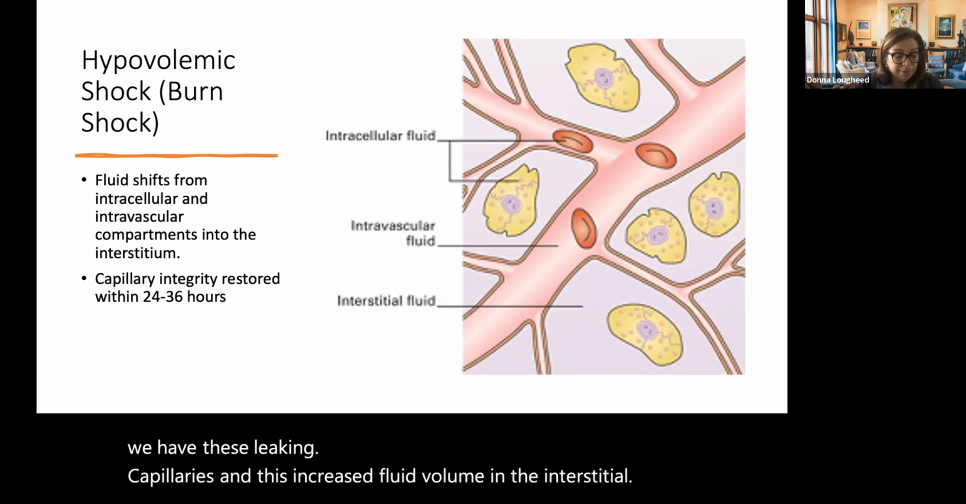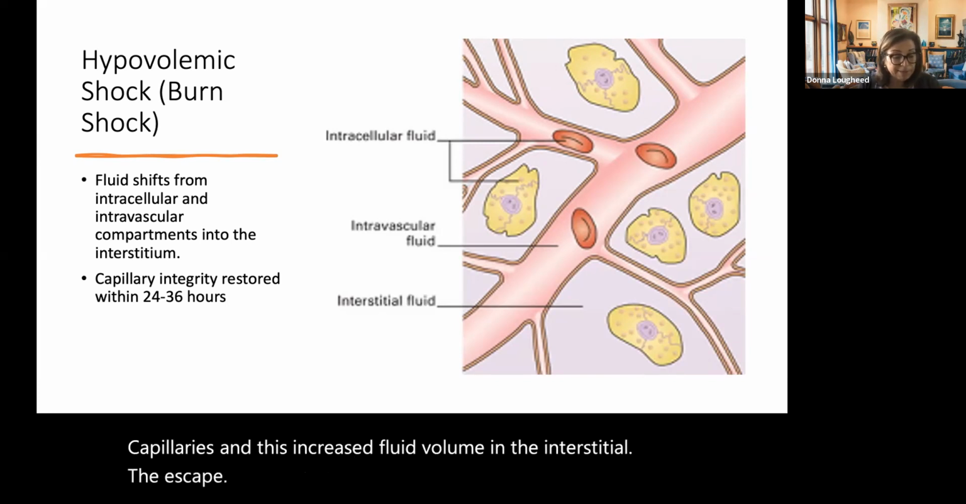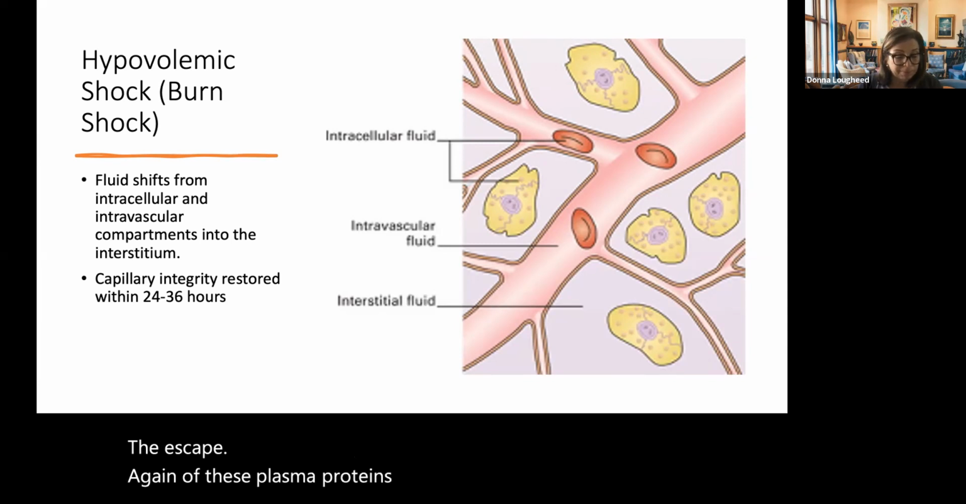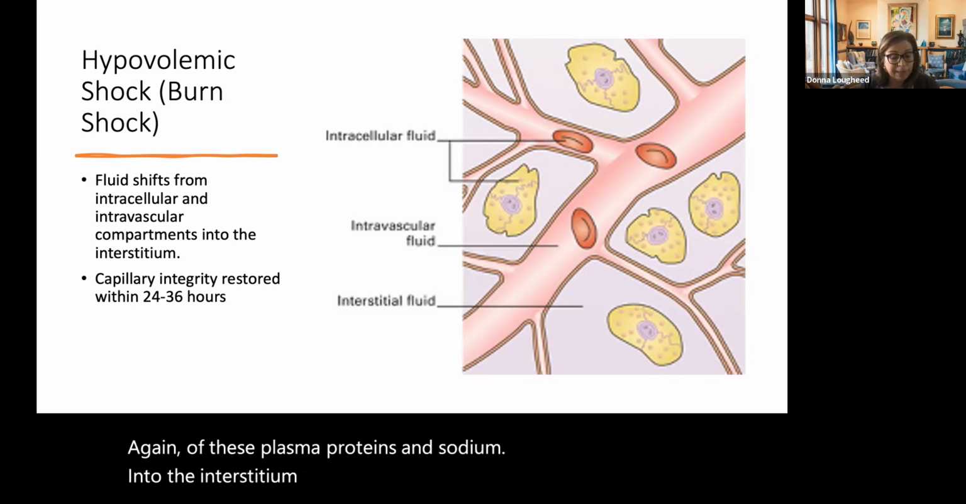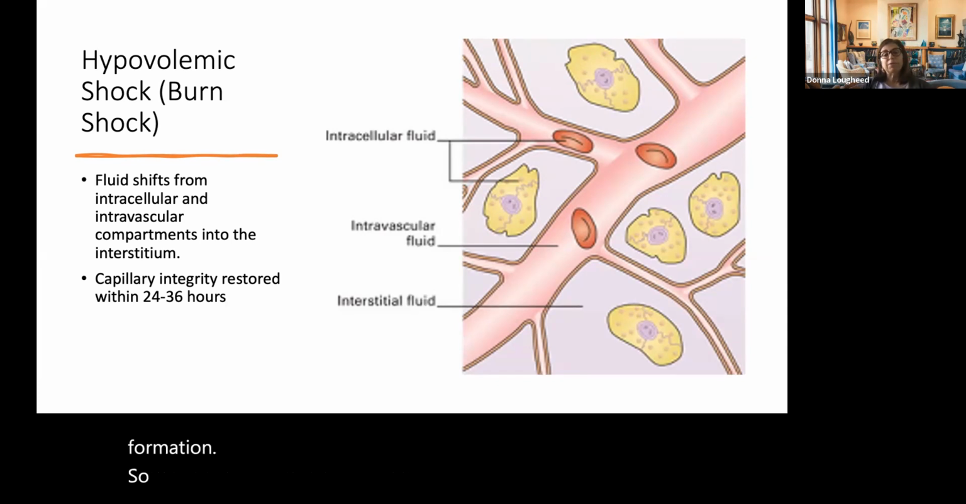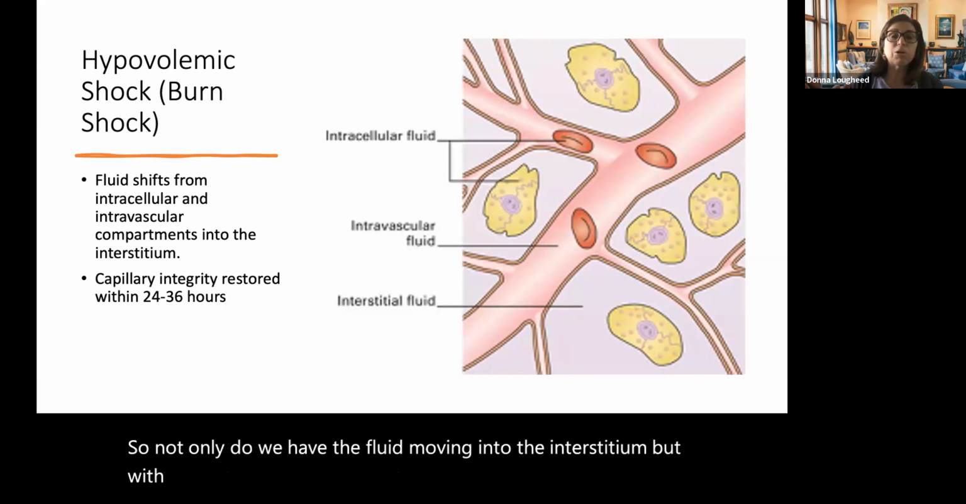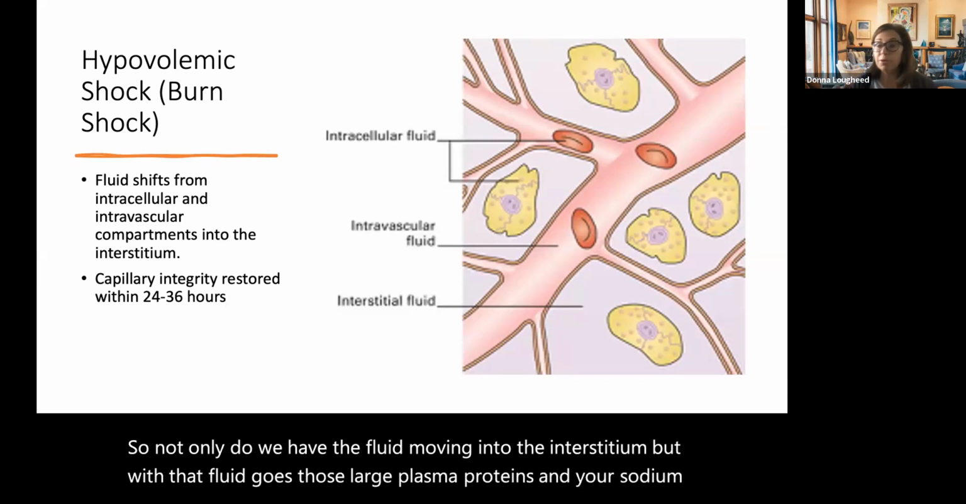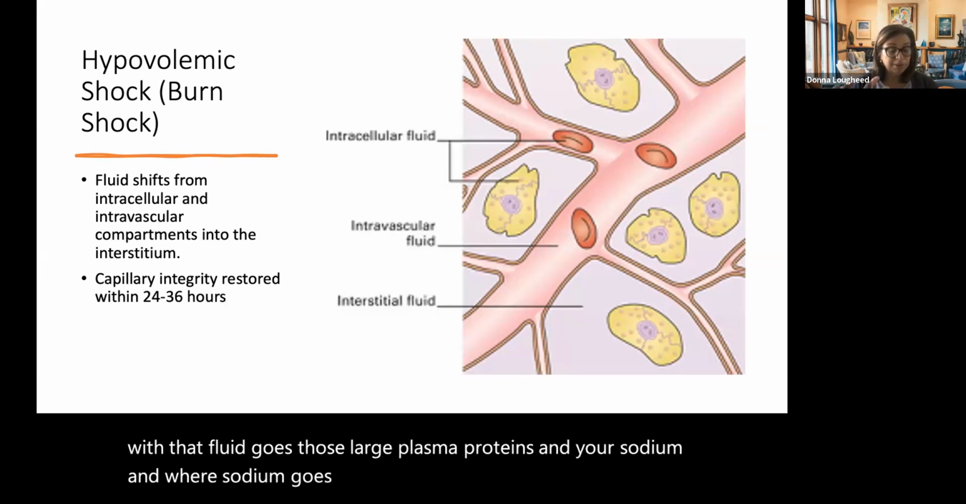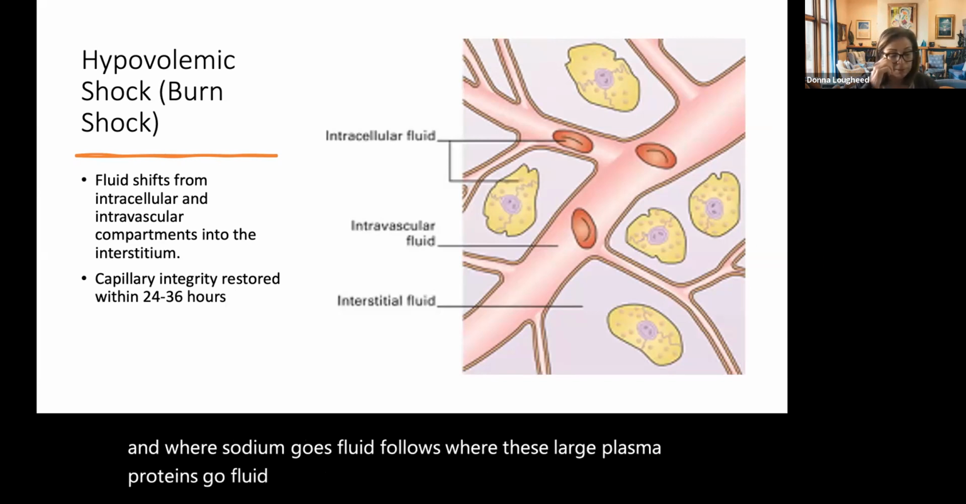The escape, again, of these plasma proteins and sodium into the interstitium is also going to enhance the edema formation. So not only do we have the fluid moving into the interstitium, but with that fluid go those large plasma proteins and your sodium. And where sodium goes, fluid follows. Where these large plasma proteins go, fluid follows.